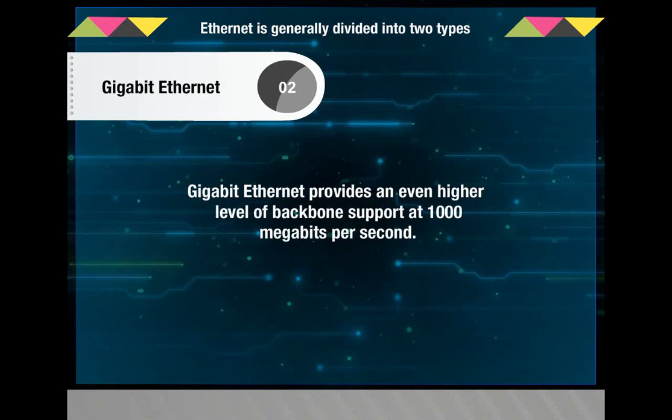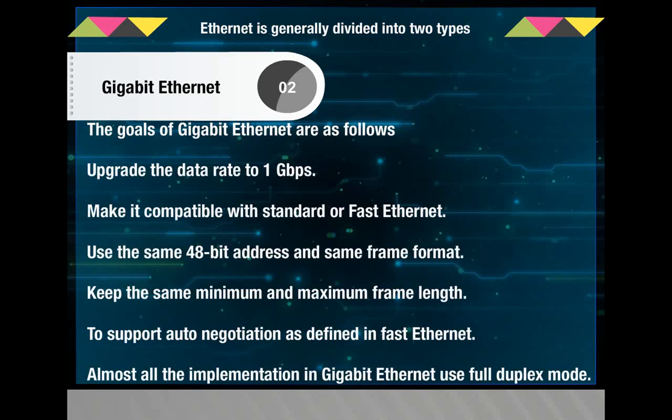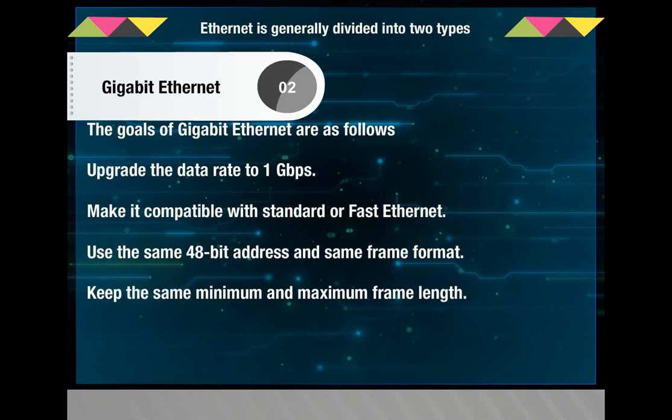Gigabit Ethernet. Gigabit Ethernet provides an even higher level of backbone support at 1000 megabits per second. The goals of Gigabit Ethernet are as follows: upgrade the data rate to 1 Gbps, make it compatible with standard or fast Ethernet, use the same 48-bit address and same frame format, keep the same minimum and maximum frame length, and support auto negotiation as defined in Fast Ethernet. Almost all implementations of Gigabit Ethernet use full duplex mode.